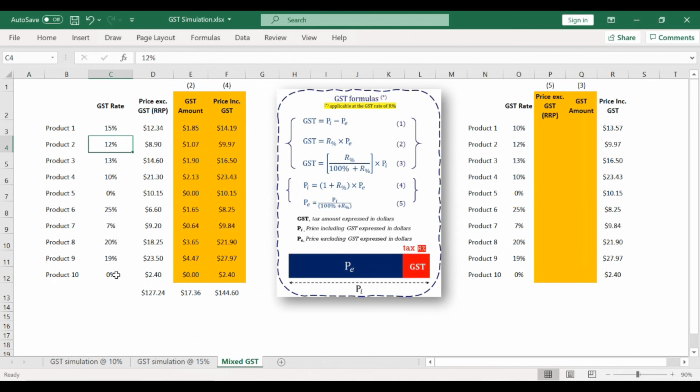Let's say now product number 10 is no longer GST exempt, but it's actually 2%. And again, now you will have 5 cents being paid on this specific product. Let's take one more, the 25% now. Let's say it has been reduced to 20%. Again, the tax has changed, and so is the total.